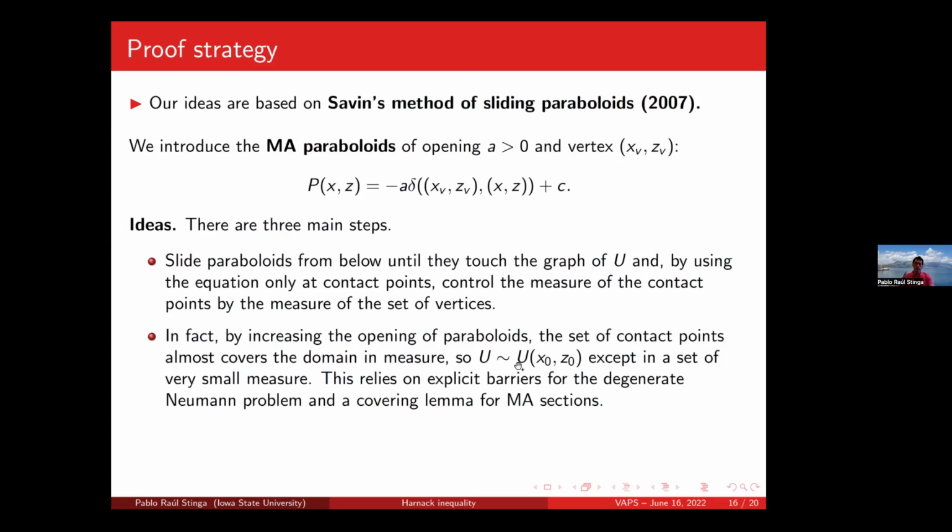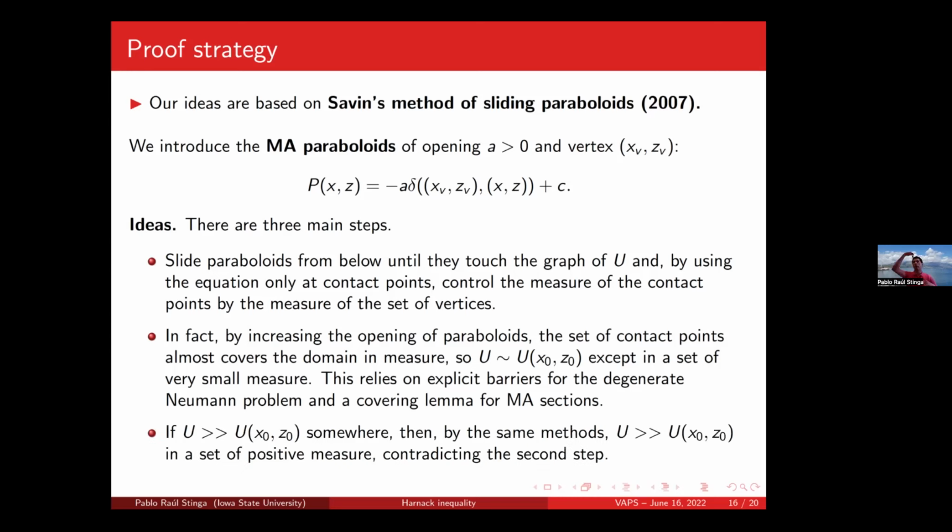If you normalize, if you look at U at a point, then at nearby points, U will be like U at the center of the section, right? And since you have this control of the contact points, you see that except for a set of very small measure, U is almost like U at the origin, because you have the control. And for this, you have to do barriers that take into account the Neumann condition, and you do a covering lemma for Monge-Ampère sections, which is just a covering lemma of the Vesikovich or Vitali type. So you know that essentially in all the domain, except for a set of very small measure, U is comparable to U at the center of the section.